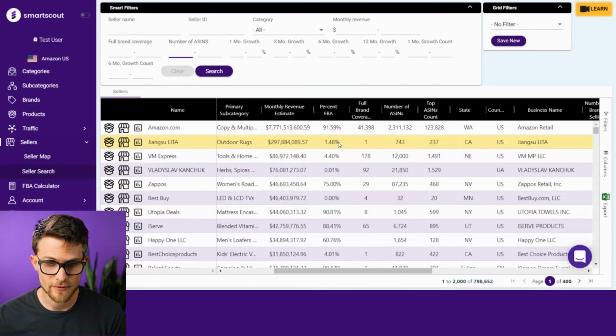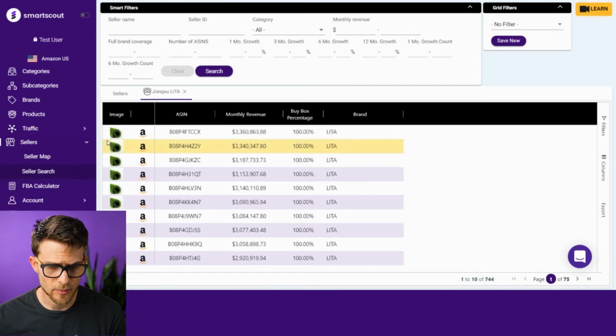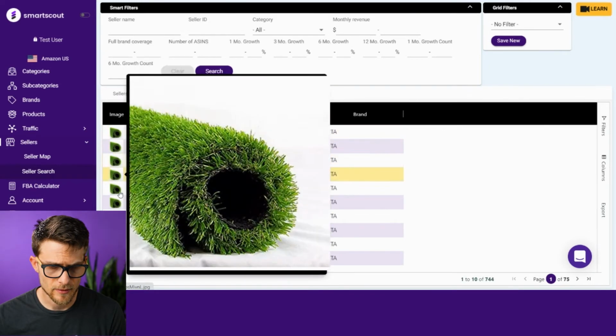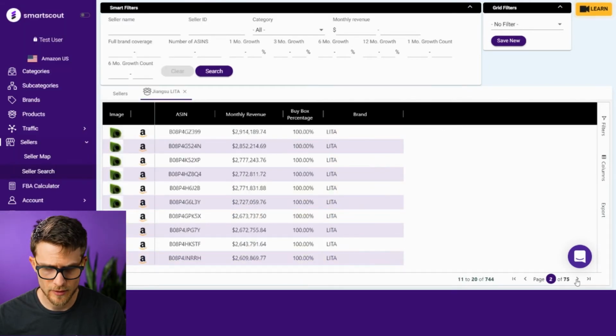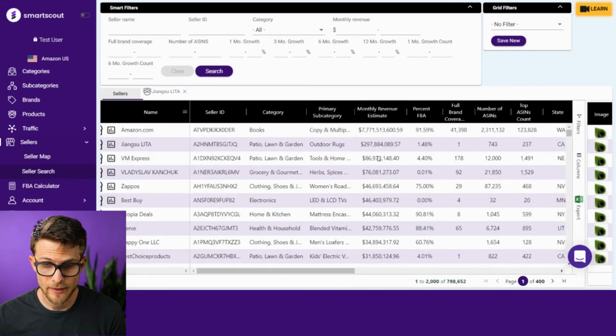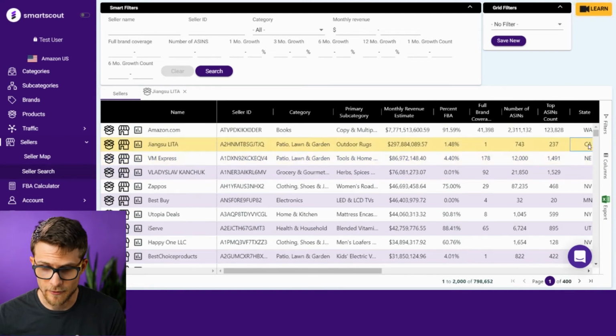So there's different amounts of percent fulfilled by Amazon. The top seller right now fulfills almost nothing. We can look at their products here. Their top selling stuff is turf. Looks like they pretty exclusively sell turf. And they're a California company, so that kind of makes sense. Here out west, we've got a pretty bad water situation, so lots of people ripping out real grass and putting in the fake stuff so that you don't have to water it.